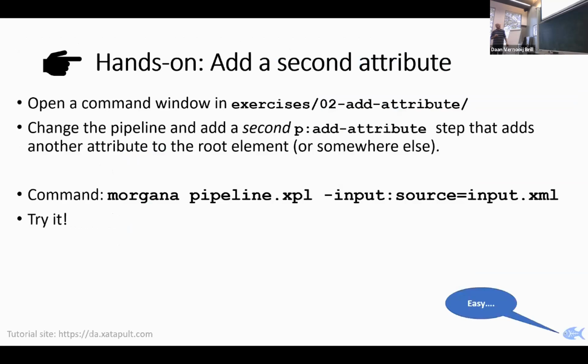So, with that in mind, I would like to ask you to change the pipeline in exercise 02 add attribute to add another attribute somewhere in your document. Think of something you can, it doesn't matter what attribute where. So please change the pipeline.xpl so that it adds a second attribute somewhere. Well, let's get to the solution, right?